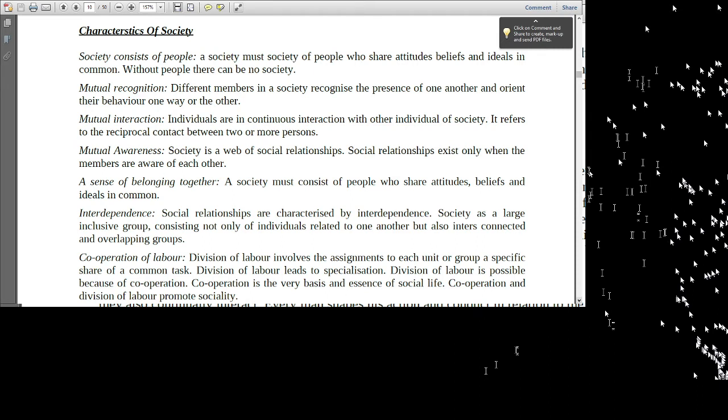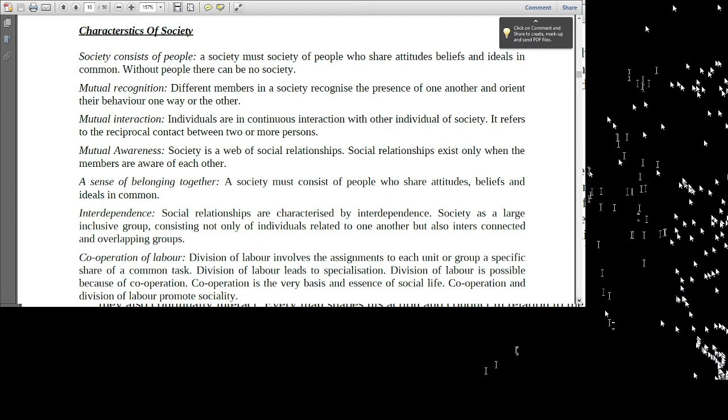And these social relationships are characterized by interdependence, and society as a large inclusive group consisting not only of individuals related to one another but also of interconnected and overlapping groups.